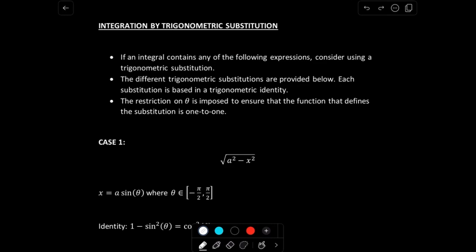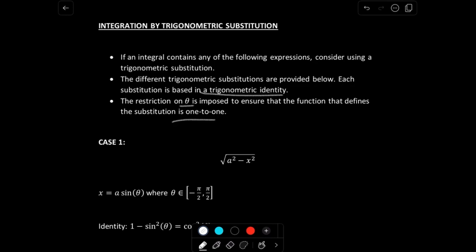Each substitution is based on a corresponding trigonometric identity. And I think understanding the trigonometric identity is really important if you don't want to memorize the different cases. Just understand the trigonometric identities, and then you won't have to memorize these three cases, which I'm going to show you. Also, the restriction on theta is imposed to ensure that the function that defines the substitution is one-to-one.